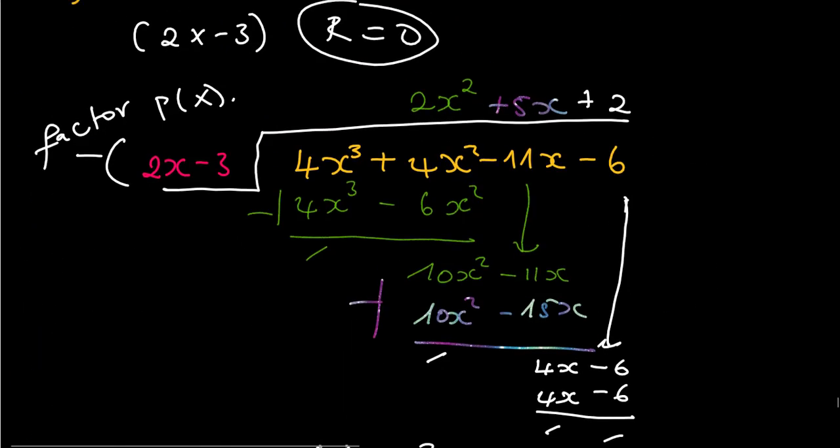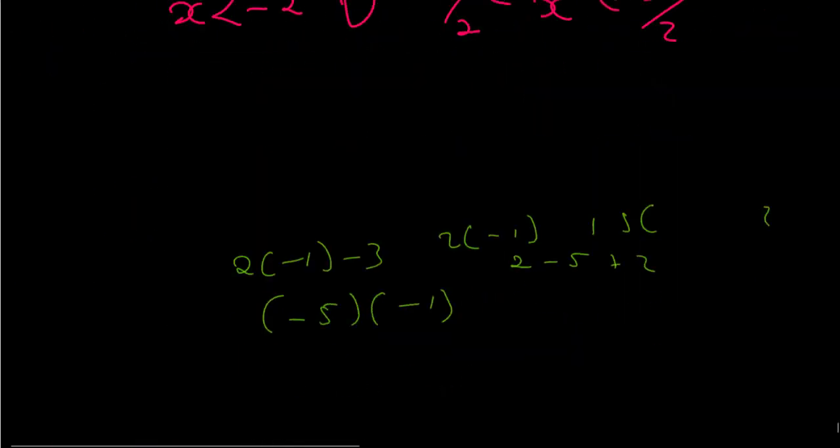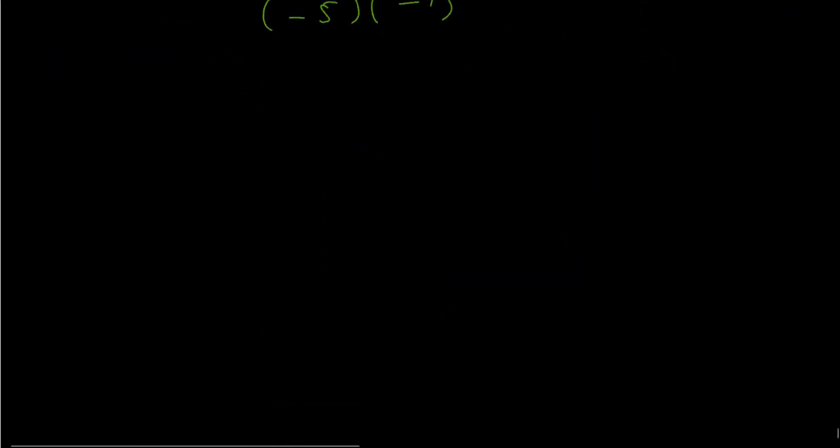Okay, so now let's go to the next part of the question. Roman 2 says the roots of the quadratic equation 3x squared minus 7x plus 1 equals 0 are alpha and beta. Find the value of the expression 2 alpha plus 1 on beta plus 2 beta plus 1 on alpha. Okay, so we are at the level of the Roman 2 part.